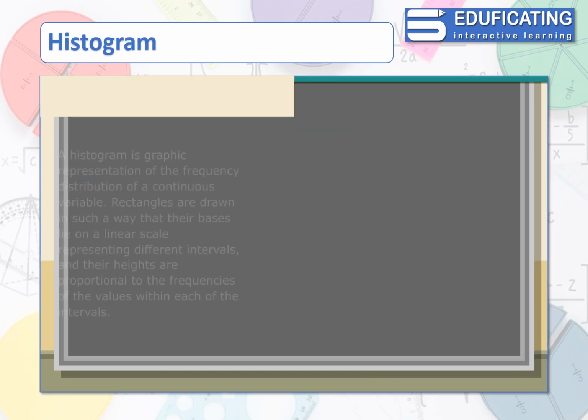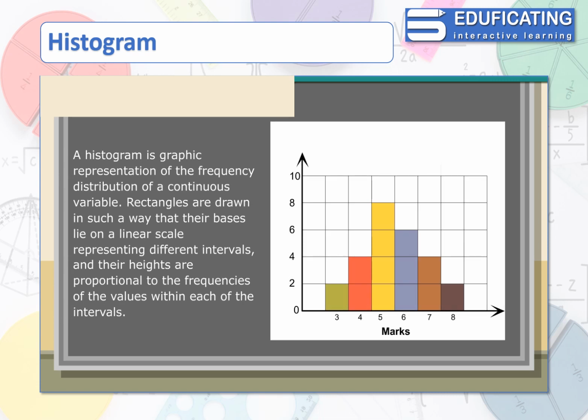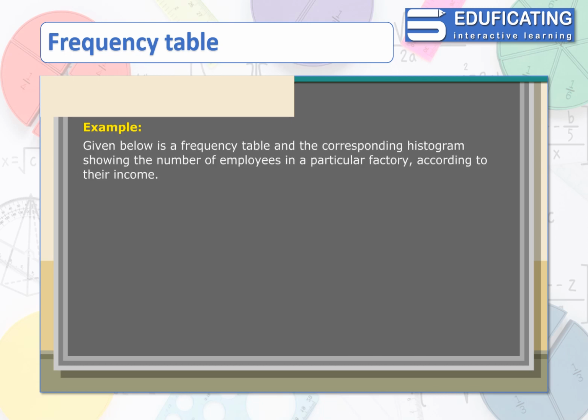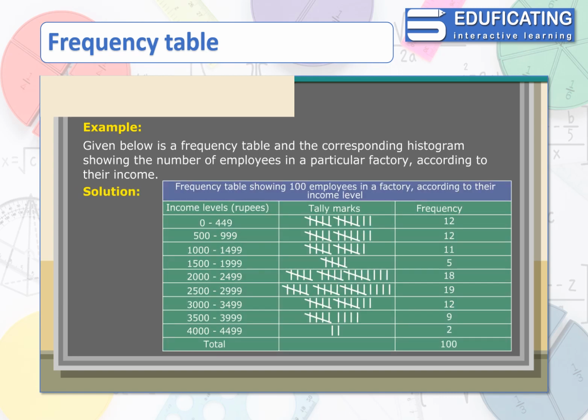Histogram. A histogram is a graphic representation of the frequency distribution of a continuous variable. Rectangles are drawn in such a way that their bases lie on a linear scale representing different intervals, and their heights are proportional to the frequency of the values within each of the intervals. Example: given below is a frequency table and the corresponding histogram showing the number of employees in a particular factory according to their income. Solution: frequency table showing 100 employees in a factory according to their income level.